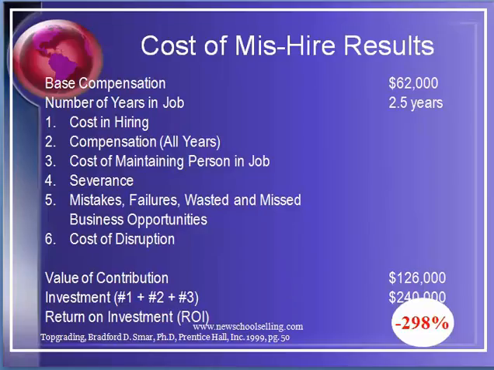But when you add all of that up together, what Brad Smart found is that a poor hire generally costs a company, in round numbers, about 3 times their base pay, whatever they paid them. So in this case, the person got a base pay of $62,000 for 2.5 years. They contributed about $126,000 to the organization for a negative return of 298%. So you're better off not to hire anybody at all than to hire somebody who doesn't work out.